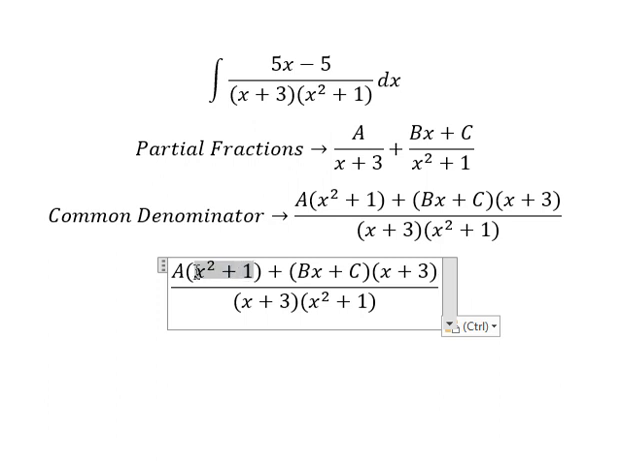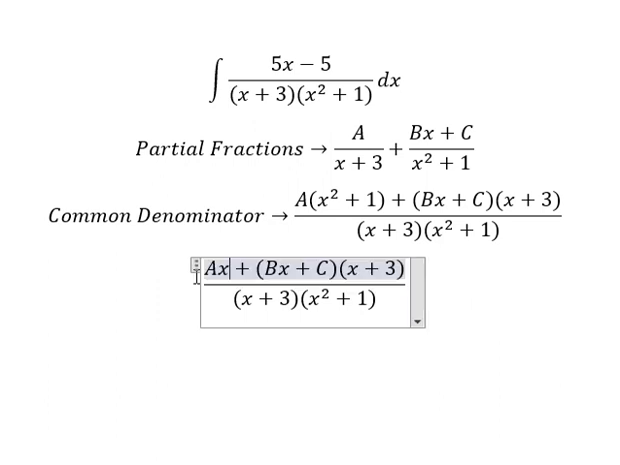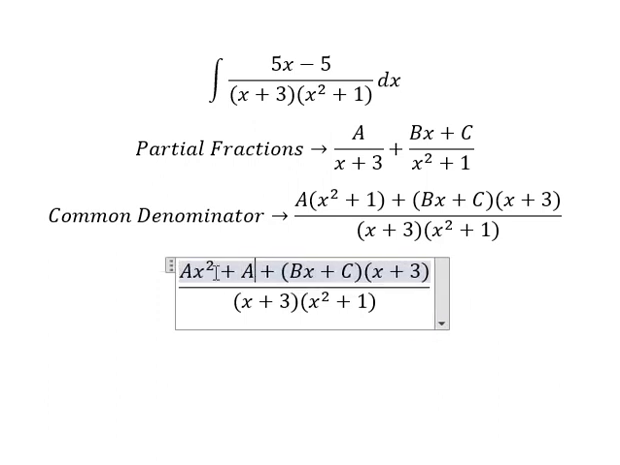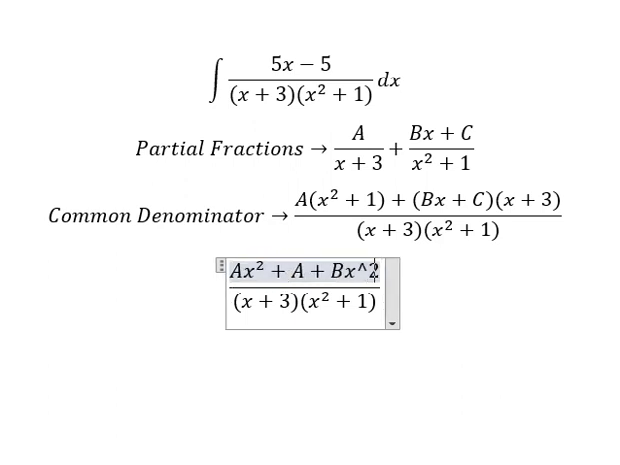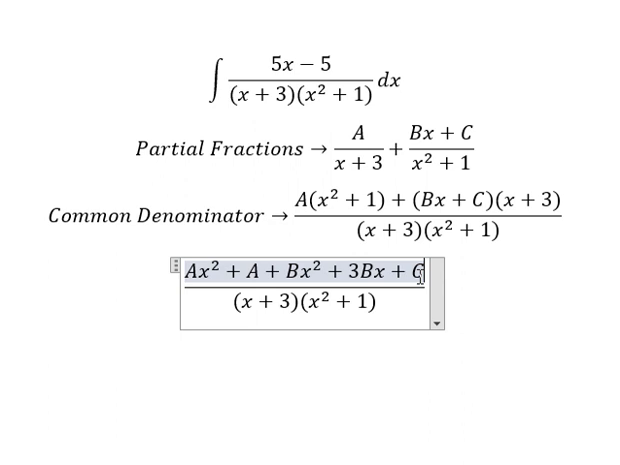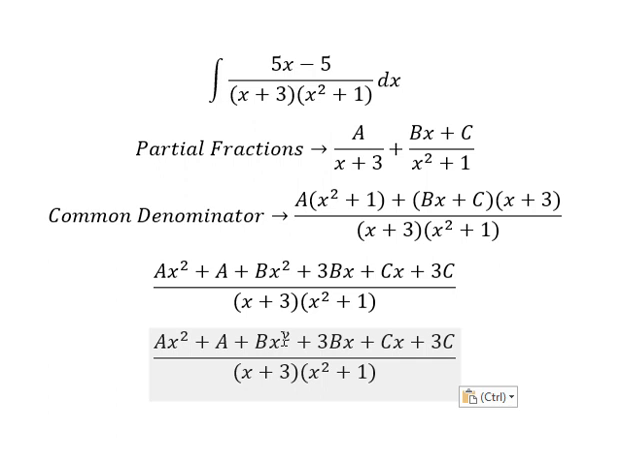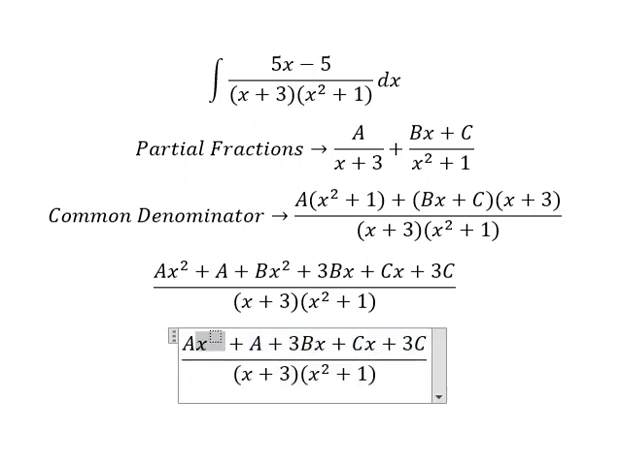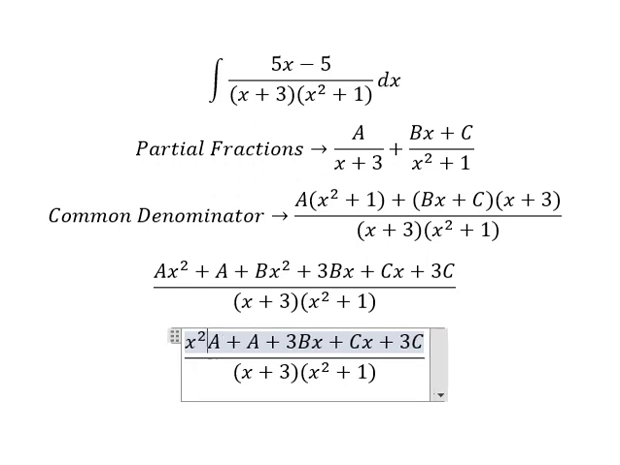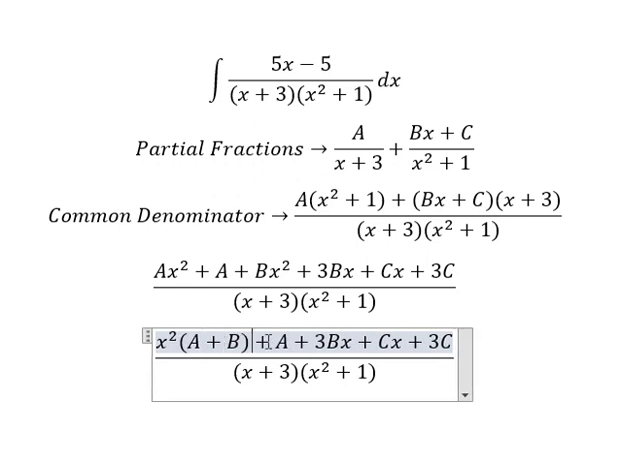Now we need to expand this one, and this one. Next, we need to arrange based on the terms of s. About s squared, we can put like this. About s, we have 3B and C.